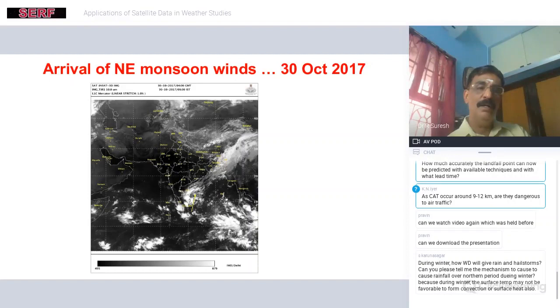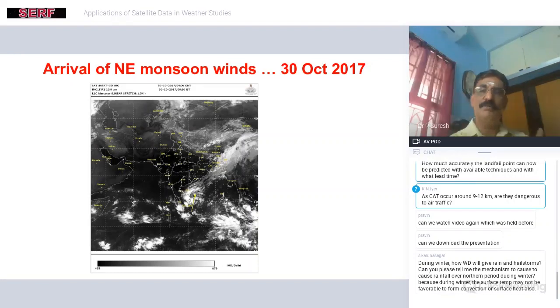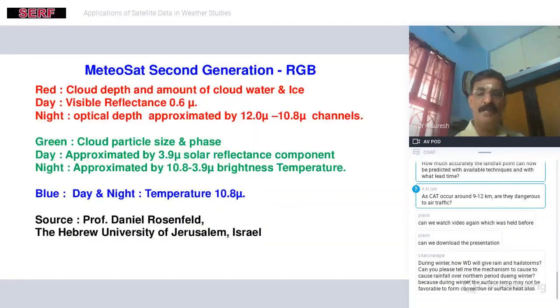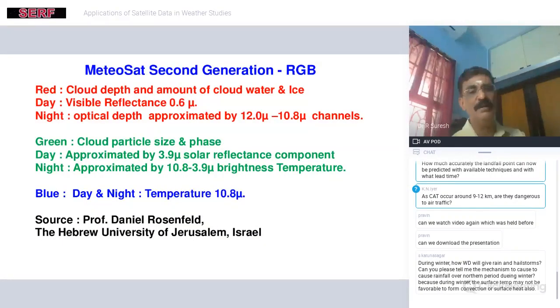So the northeast monsoon, which is an additional monsoon for India, is the returning south monsoon. In the original parlance, the winds are coming from the northeast, from the Eurasian cold land. So the arrival of northeast monsoon winds and the cloud pattern are also captured well by the imagery of satellites.